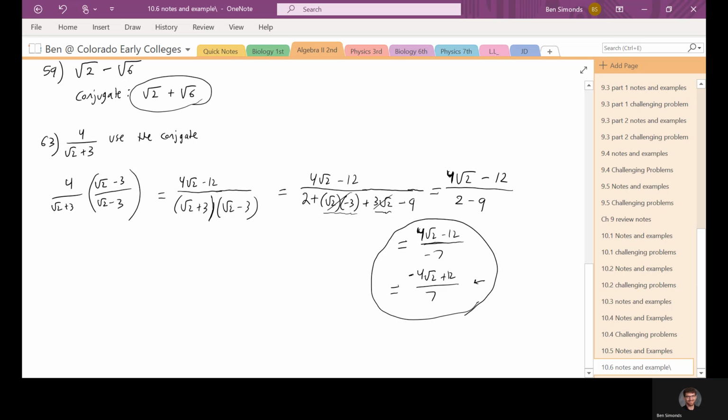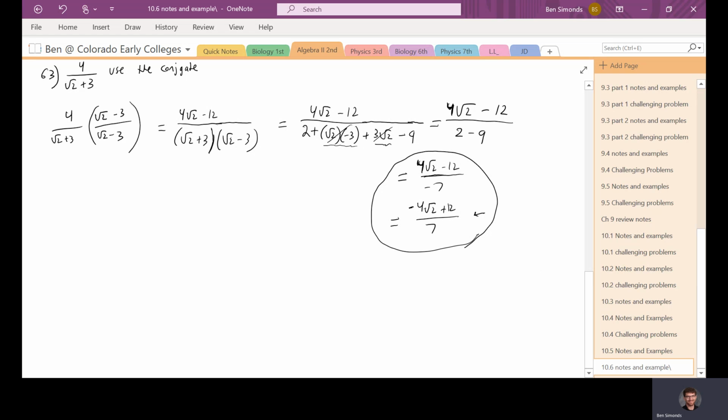So there you go. And let's take a look at 71, right? What happens if we have an x involved? So that again, we will use the conjugate. So 71, x minus 5 divided by square root of x plus the square root of 5.